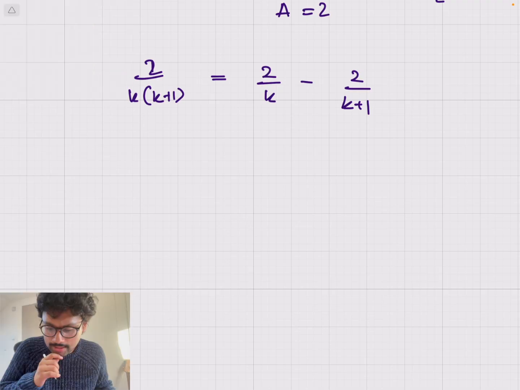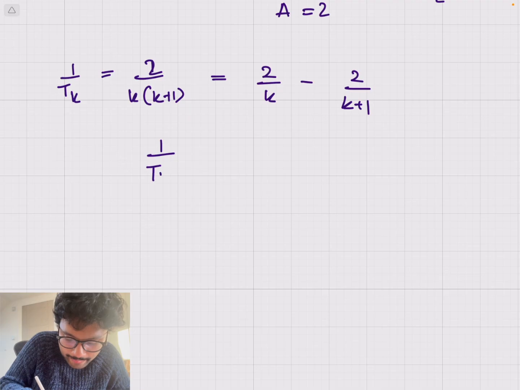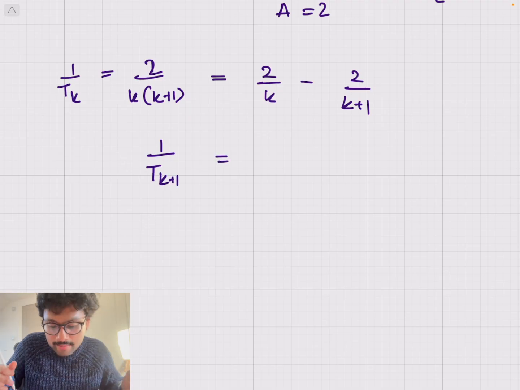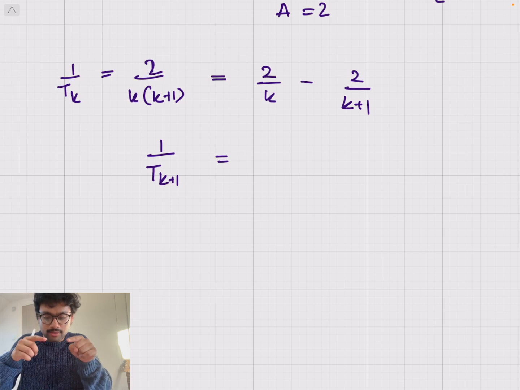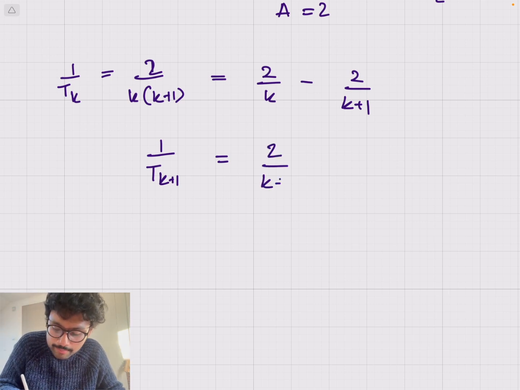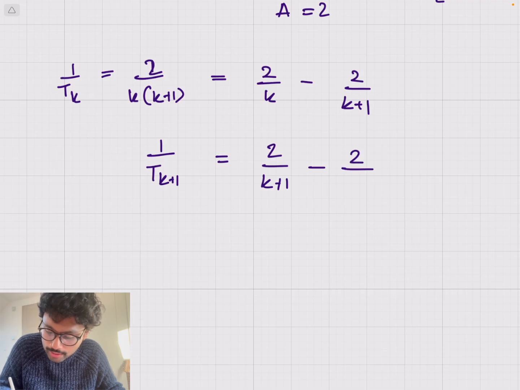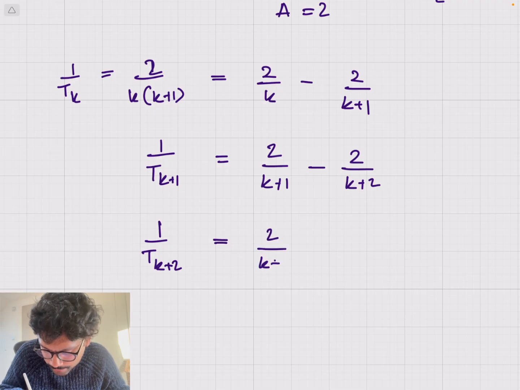Let us just look at the next triangular number. So if this is 1 over t k, what does 1 over t k plus 1 look like? Well, it will be the same, but k is k plus 1. So every single thing to do with k, we can just increase it by 1. So we would have 2 over k plus 1 minus 2 over k plus 2. We'll write the next one down, and we'll see if there's anything that we can do from that.